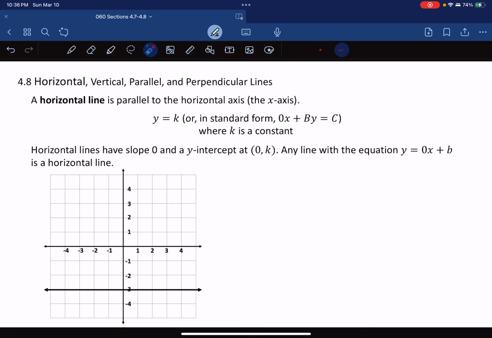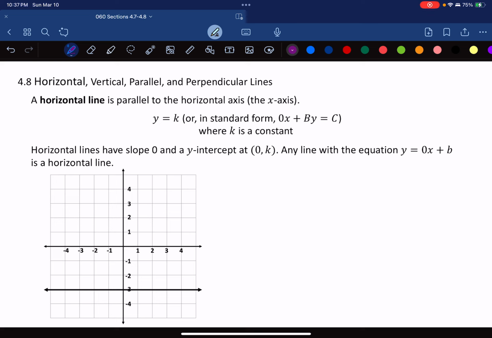These are all parallel to the x-axis, and they all have the same general form of equation, which is y equals k, where k is a constant. K is some number. And we can find a lot of information about these horizontal lines in general.